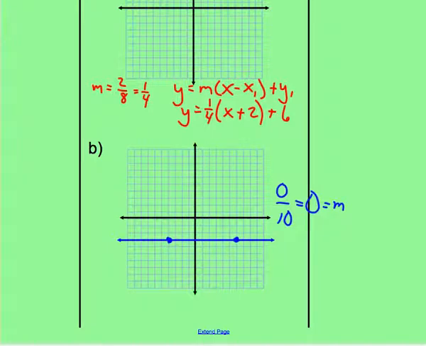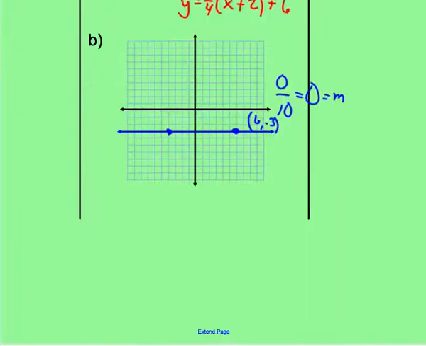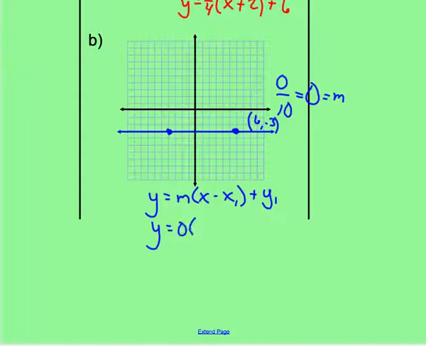Choosing either ordered pair, I'm going to go ahead and find the coordinates of this one. Looks like we've got (6, -3). Substituting that into our asylum equation. Substituting 0 for our slope. And then my 6 is positive, so when it goes in the asylum, it stops acting normal. It becomes a -6. My -3 goes outside the asylum, and it is normal, so it stays as a -3.